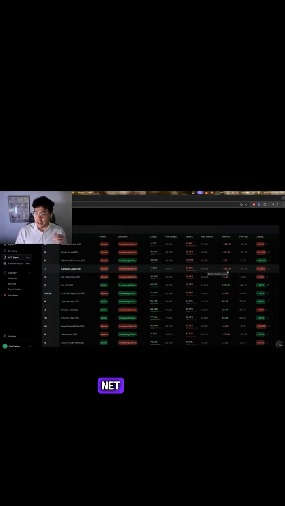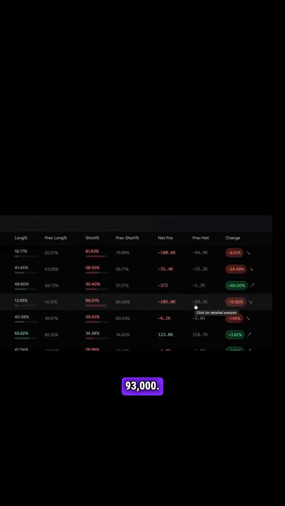Net positioning is very low here with negative 105,000. And again, that's a decrease on the previous from negative 93,000. And we can see the change is 12.82.